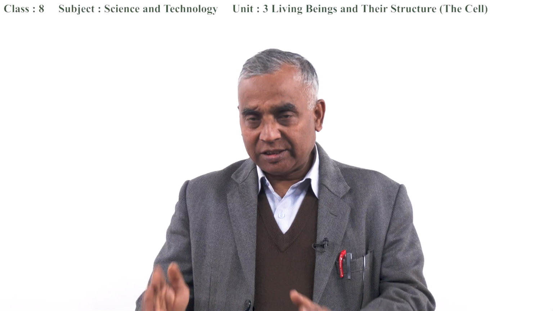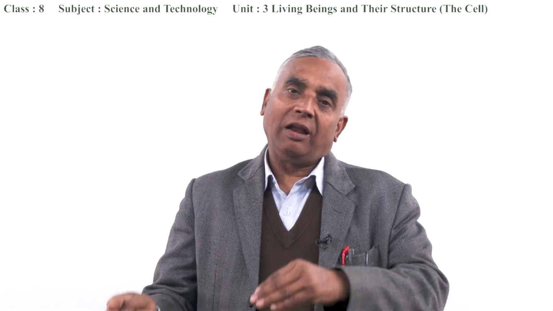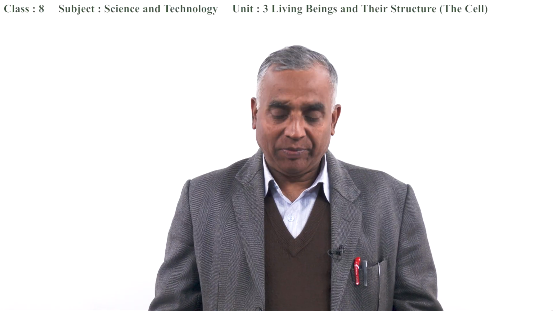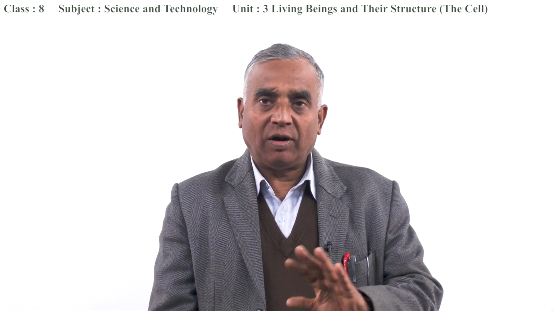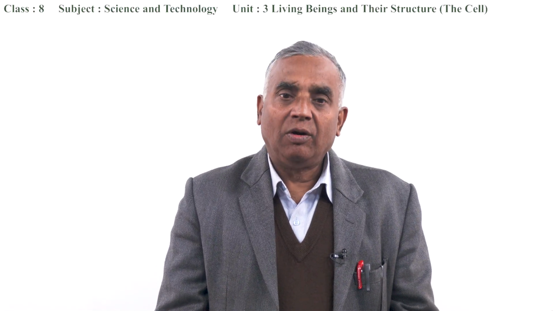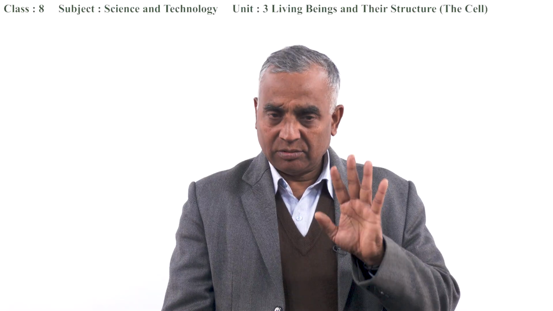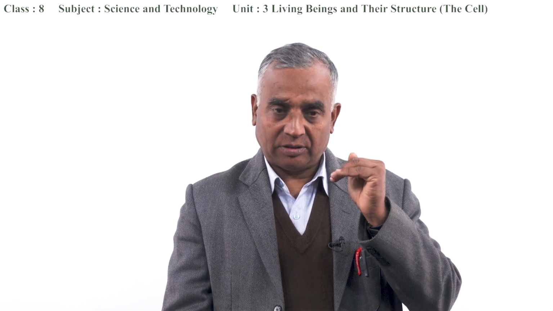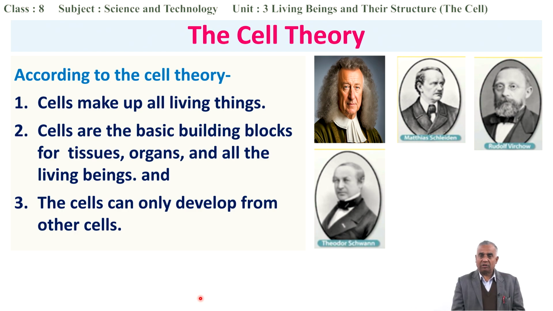Means a cell forms from what? Pre-existing cells. Yes. They cannot be formed by any other method. Okay. So these three points are for what? Cell theory: first theory, second theory and third theory. After that, we have to discuss different shapes and sizes.